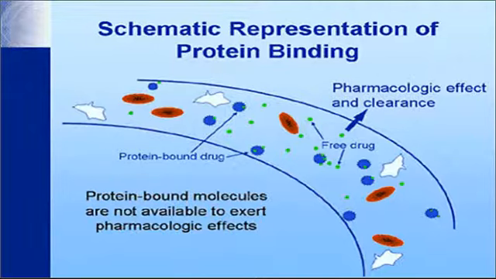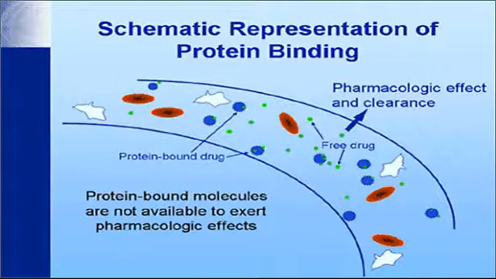Protein binding. Protein-bound molecules are not available to exert pharmacological effects. What does that mean? That means that all drugs have a certain percentage of protein binding. The higher it is bound to protein, the less is free to have a pharmacological effect. So if a drug is 50% protein bound and you give them 10 milligrams, 5 milligrams is going to be bound to protein, 5 milligrams is free to be used by the body.